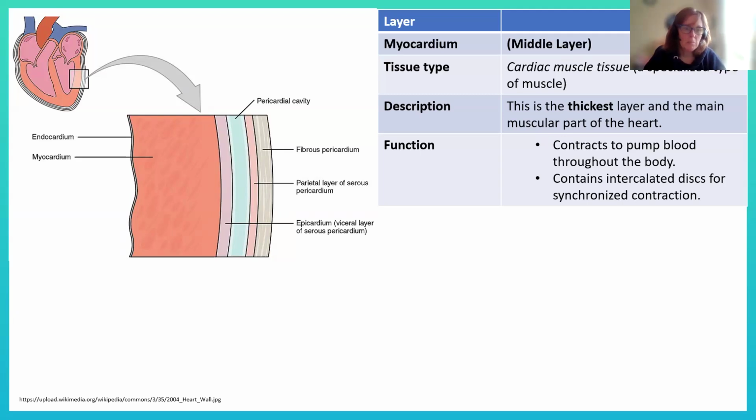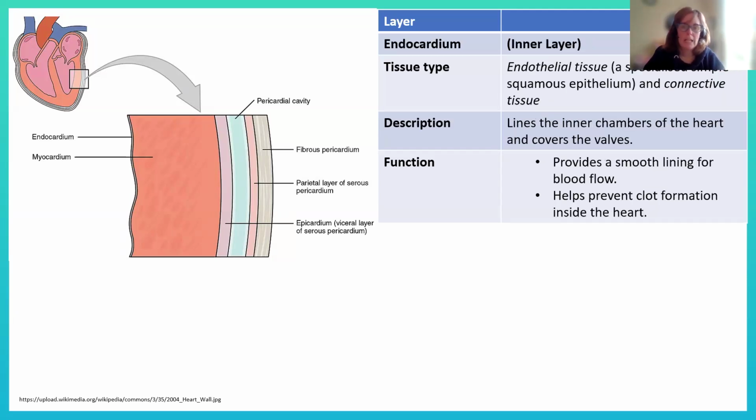We've got the myocardium, which is the middle layer. This is the main muscle layer, specialized type of muscle. It's cardiac muscle. It's the thickest layer and the main muscular part of the heart, because the heart's a muscular pump. It's really important because it contracts to squeeze and push that blood around the body. And it's got specialized structure for synchronized contraction, because obviously we want our heartbeat to be synchronized and regulated.